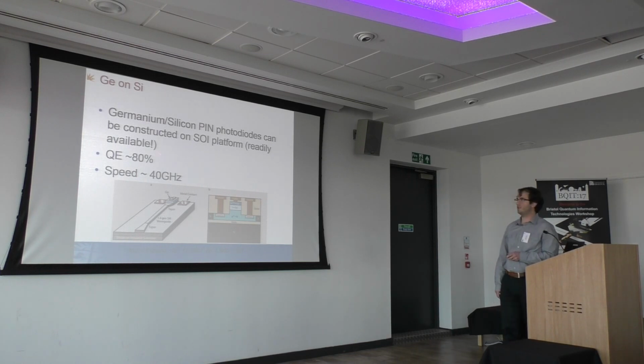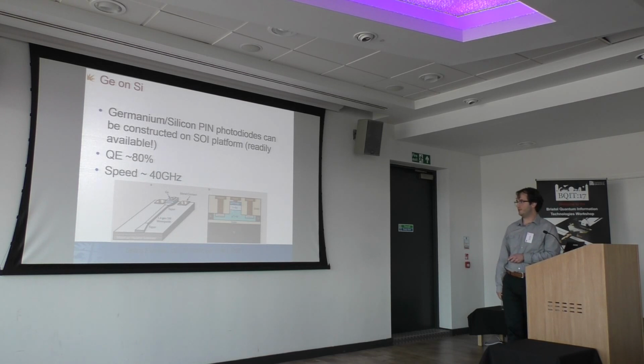So these are selectively grown germanium on top of silicon. They are, as I mentioned before, evanescently coupled detectors. So the germanium is grown on top of the silicon waveguide. This is an example of a ridge waveguide structure here.